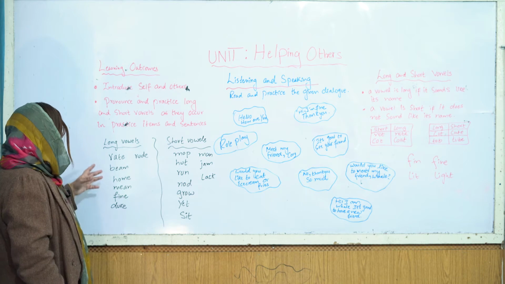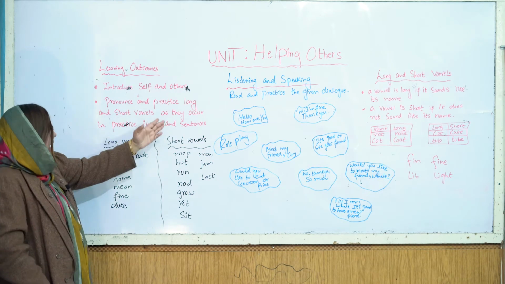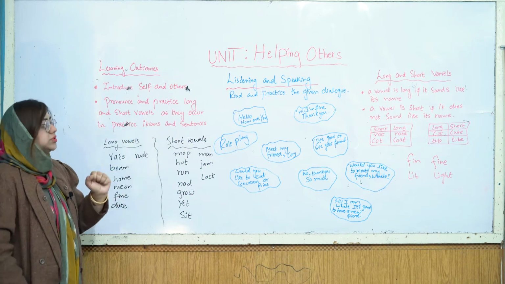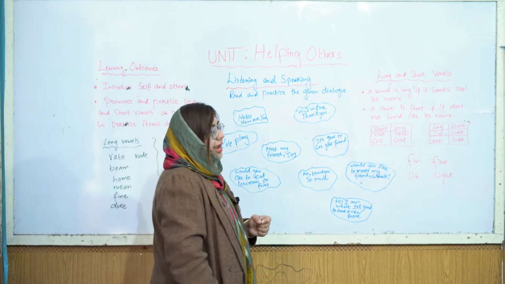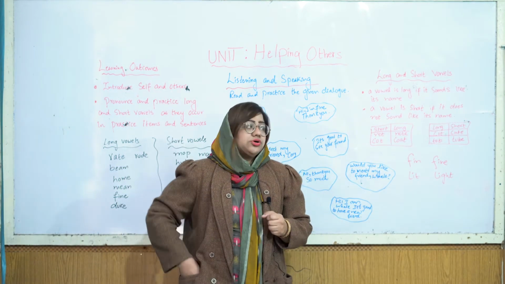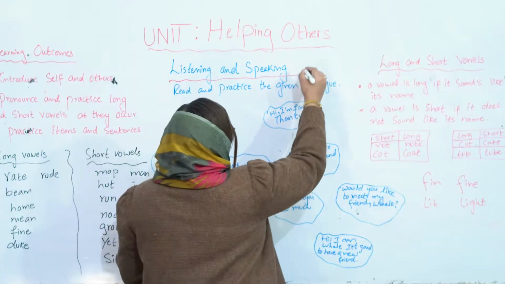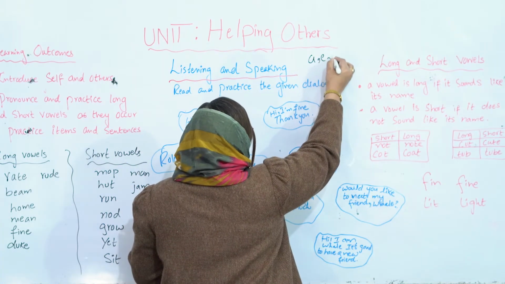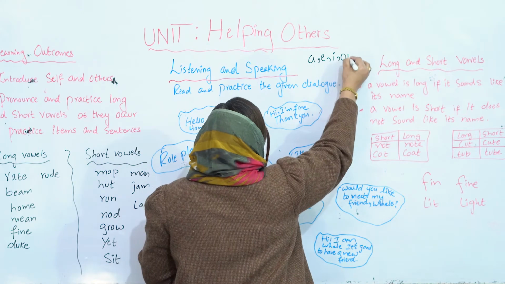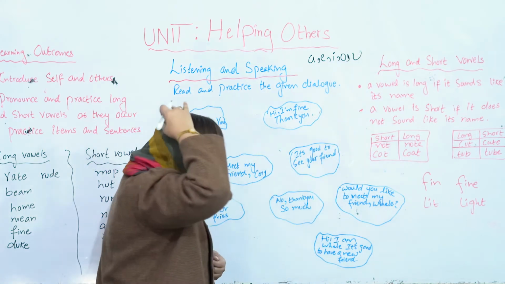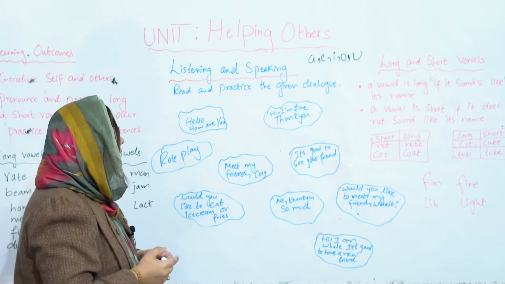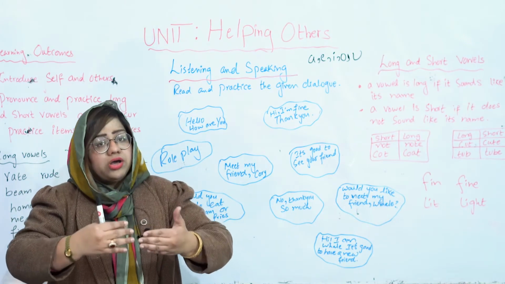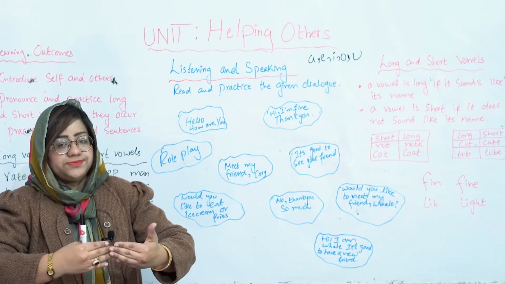Now move on to the next, that is pronounce and practice long and short vowels. Before proceeding, first you need to understand what vowels are. You know what vowels are? Vowels are A, E, I, O and U. These are vowels. Now what are long and short vowels?